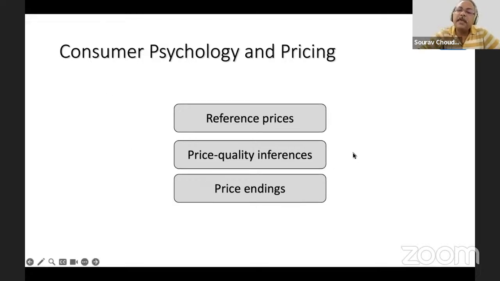Then price quality inference. Okay, price quality inference is also called the image pricing. iPhone price is premium because its quality is great. So because it's an iPhone, the inference is it will have a higher price. Because it's a Chanel or a Louis Vuitton, the leather product that you're buying, it will have a premium price.